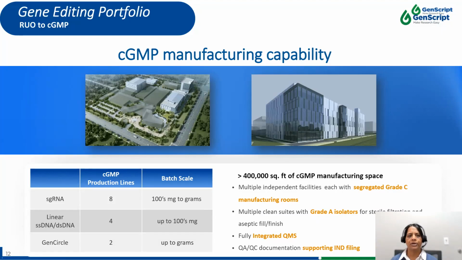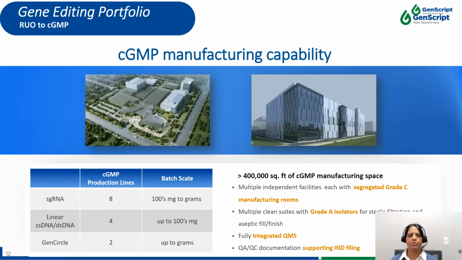Our grade C manufacturing room is equipped with a grade A isolator for sterile filtration and aseptic finishing to support sterile production. Alongside our hardware and workflow, we have a fully integrated quality management system that ensures compliance throughout the manufacturing process and helps with the IND filing. Our comprehensive QA and QC documentation system guarantees that all requirements are met as per the guidelines.